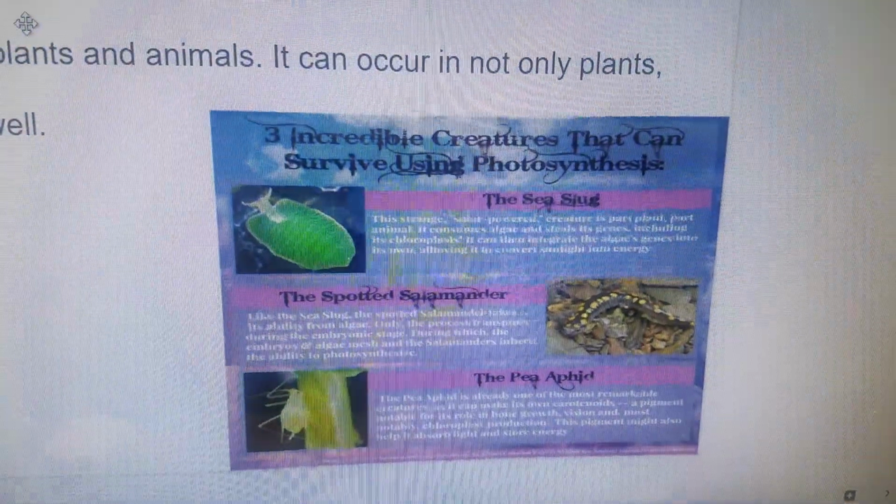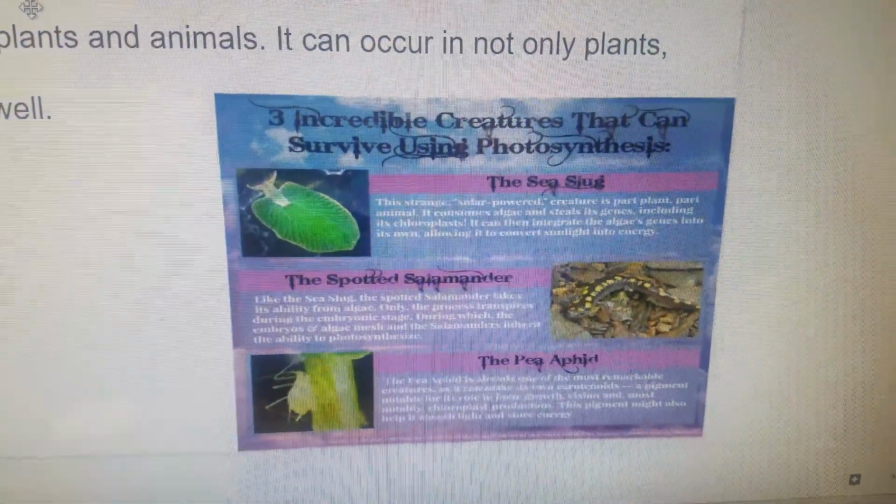energy. Does photosynthesis occur in plants, animals, or both? Well, photosynthesis occurs in both plants and animals. It can occur in not only plants but also in certain animals as well. Over here we have some of the animals that can do photosynthesis.